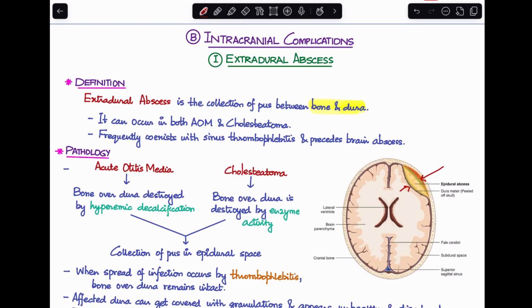Now, this can occur as a complication in cases of acute otitis media as well as cholesteatoma. And this is an intracranial complication which is usually seen to coexist with other intracranial complications. It can also serve as a precursor, or rather, it can precede the development of a brain abscess as well.